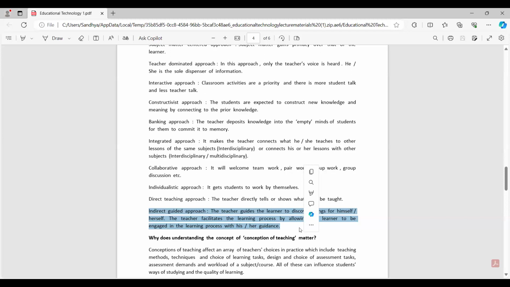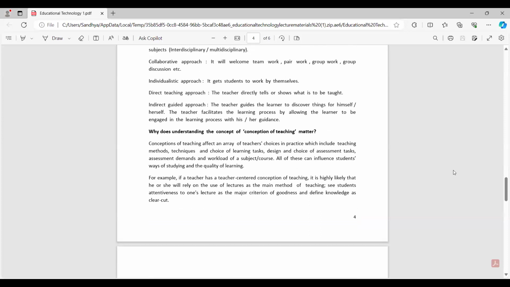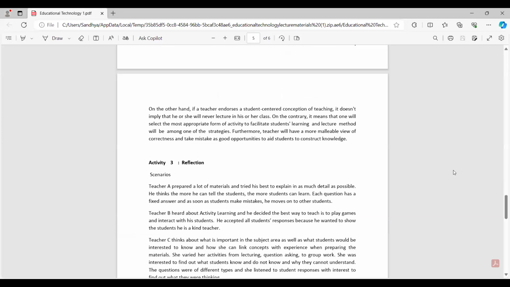And you can look at this activity as well. So when you read them, you will get a lot of facts, words, phrases that you can use in talking about teacher-centered and student-centered approach. Okay? Now I have a small activity for you.